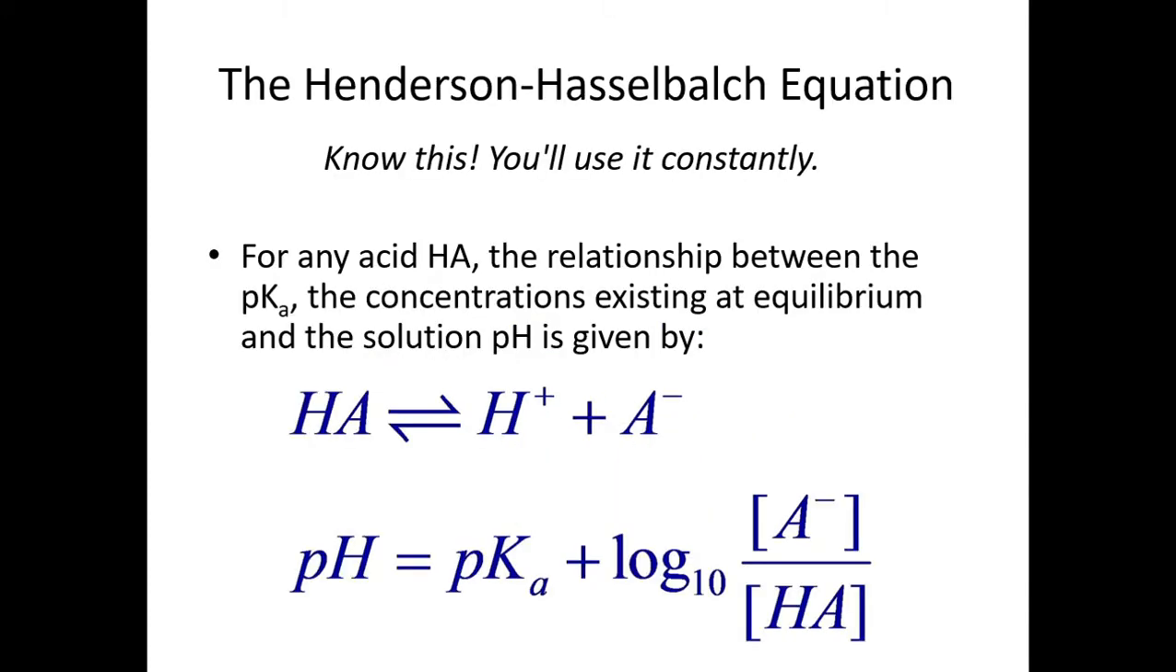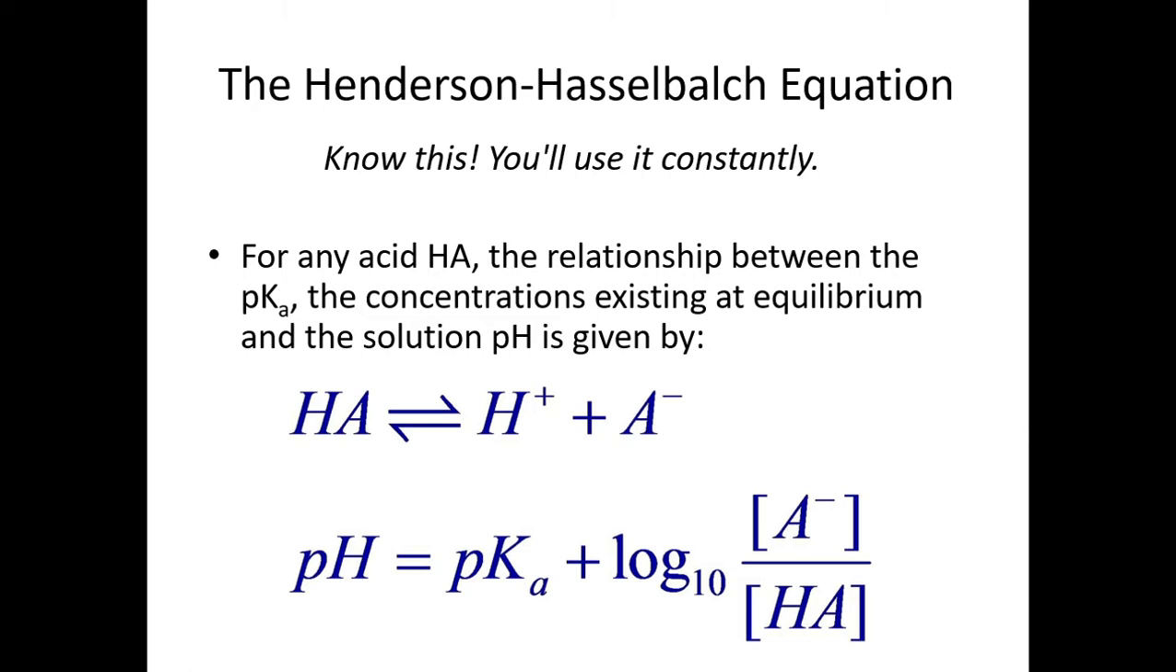So this is another useful equation, the Henderson-Hasselbalch equation. You need to know this equation, and you will use it constantly. And we will be doing some practice problems in a bit with respect to calculating pH using the Henderson-Hasselbalch and also another method. So for any weak acid, HA, the relationships between the pKa and the concentrations existing at equilibrium and the solution pH is given by this expression.